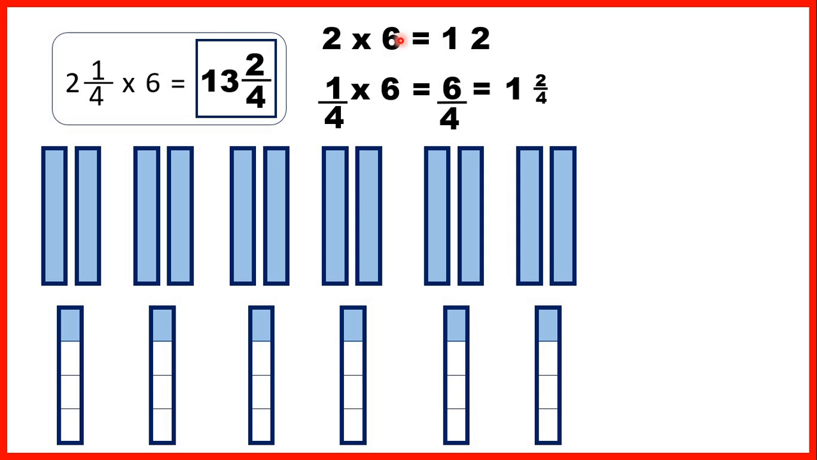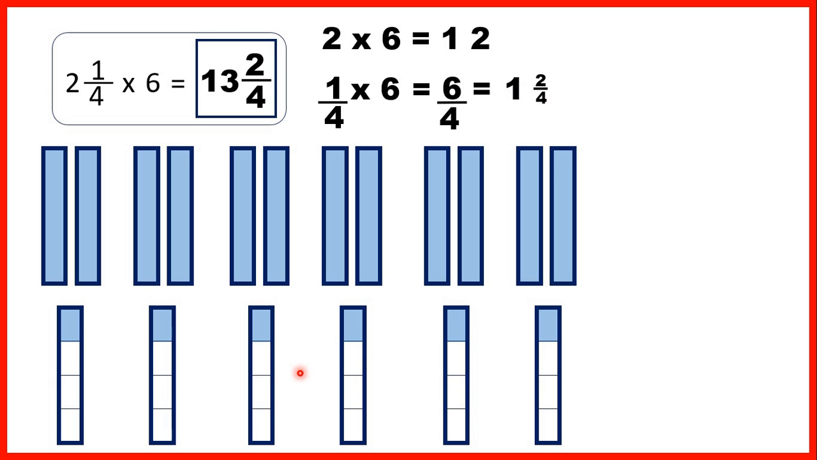We did 2 times 6 to get 12, and we have 12 full fraction bars here. Then we did a quarter times 6 to get 6 quarters. Remember, each of these parts is 1 quarter, and we have 6 of them, so we have 6 quarters. But remember, we divided 6 by 4, and that gave us 1 remainder 2, so 1 and 2 quarters.